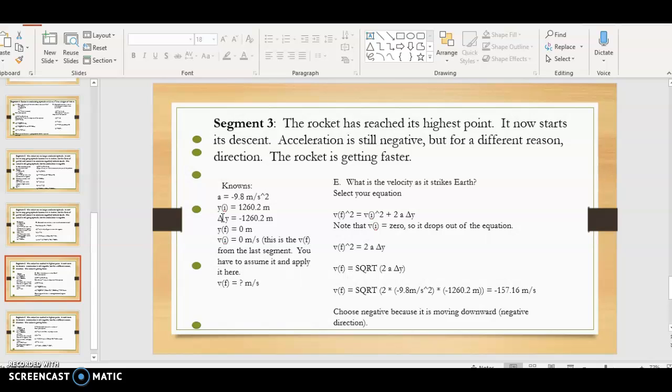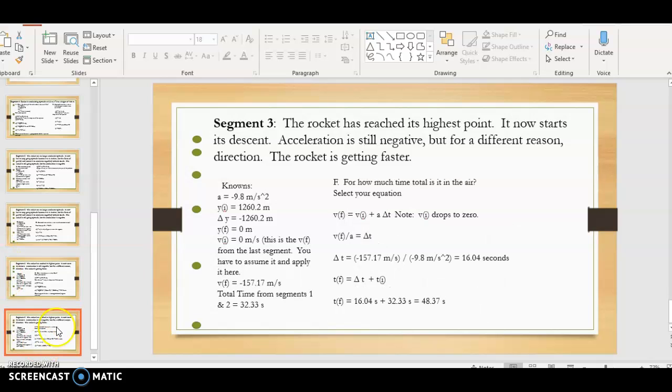So when I take the square root, I have to choose positive or negative. And since my displacement is negative, my velocity is going to be negative. I know it's going downward, so I choose the negative 157.16 meters per second because it's going downward. And finally it asks how much time it is in the air. So I know the time from segments 1 and 2, 32.33 seconds.